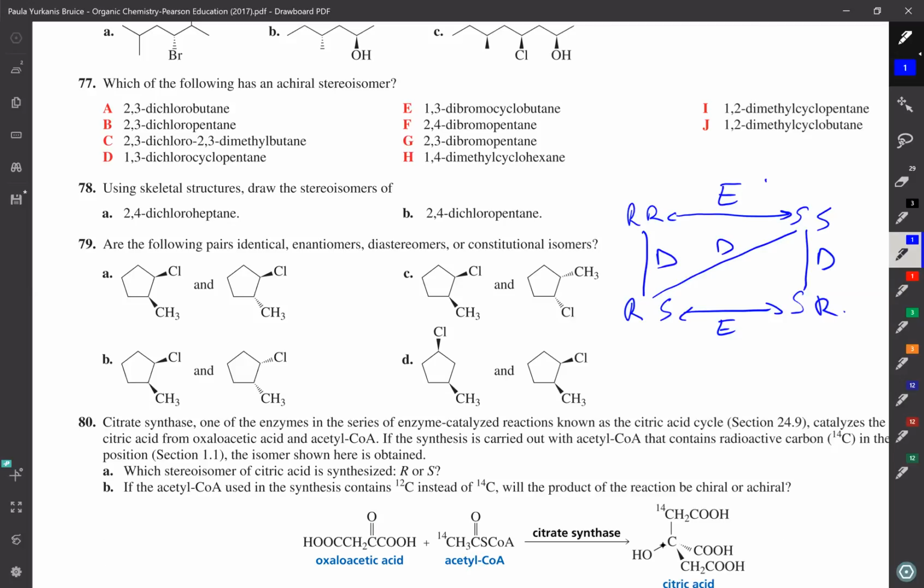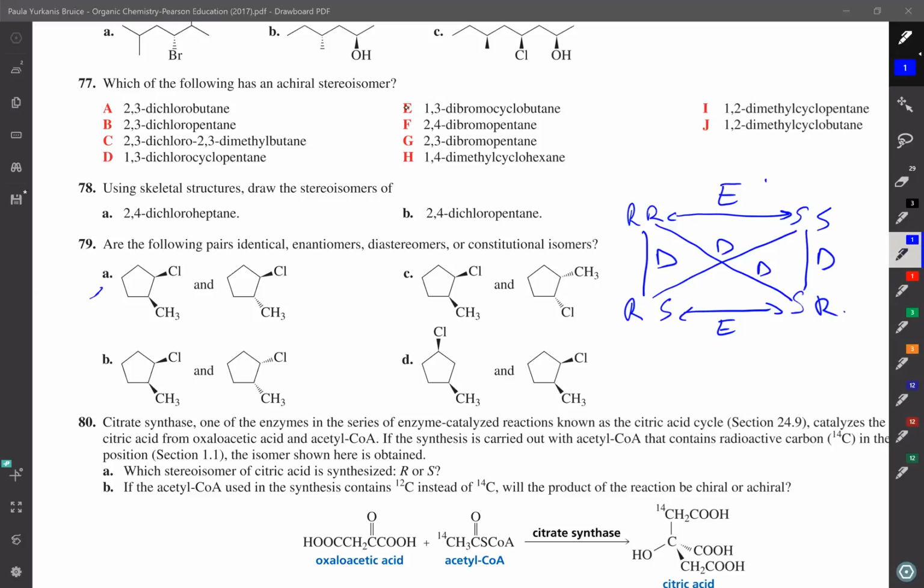This will also be a diastereomer. It's between two different molecules, not within the same one. It's between isomers. We'll do some examples here, you will see. Here also, you will have a diastereomer relationship. Let's do an example. Let's do 79A.